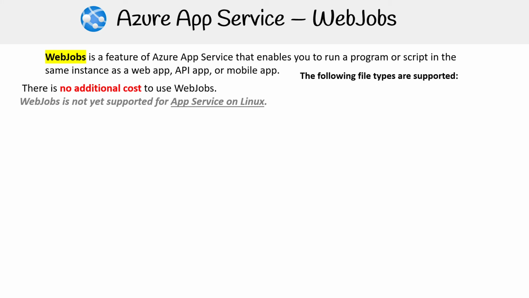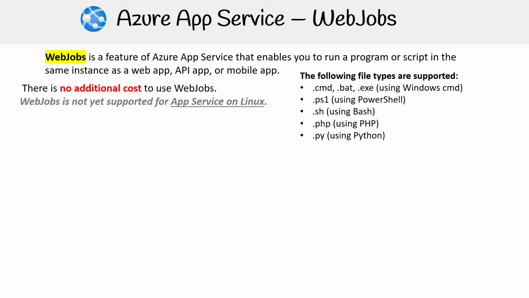The following types they support as of today are command files, bat files, executables. We got PowerShell files, Bash files, PHP files, Python files, JavaScript files, and Java files.